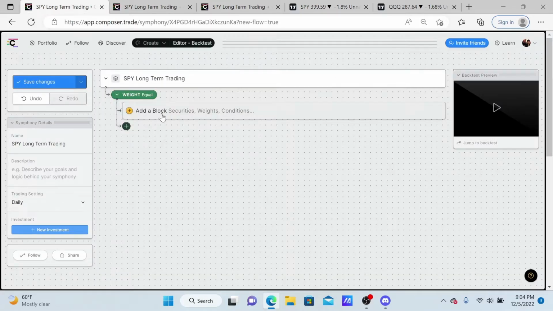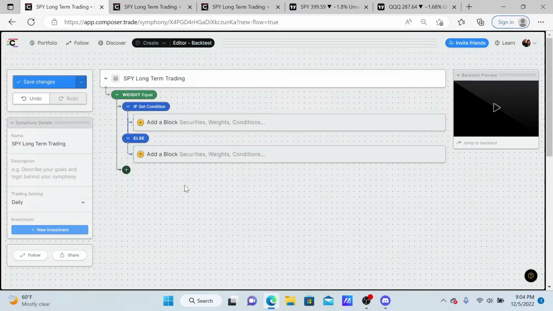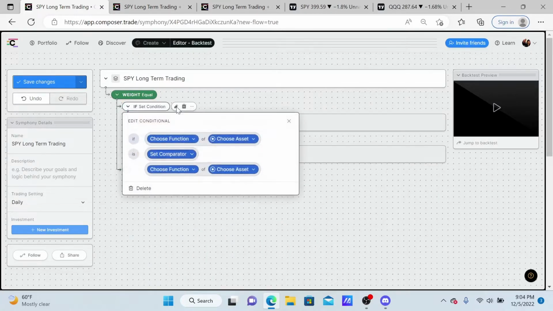I've already plugged in the name here, SPY Long-Term Trading, and it's set to a daily trade setting. You can set it to weekly, monthly, whatever you want, but I do enjoy using the daily. So I'm going to go here, select the if-else conditional, and what I'm going to do is set the conditions for the trades. So it's going to be very simple.